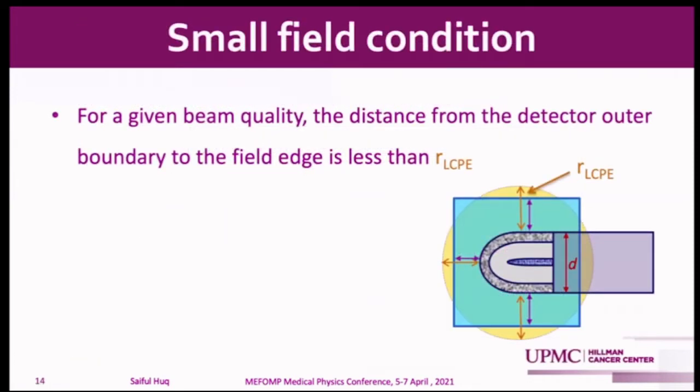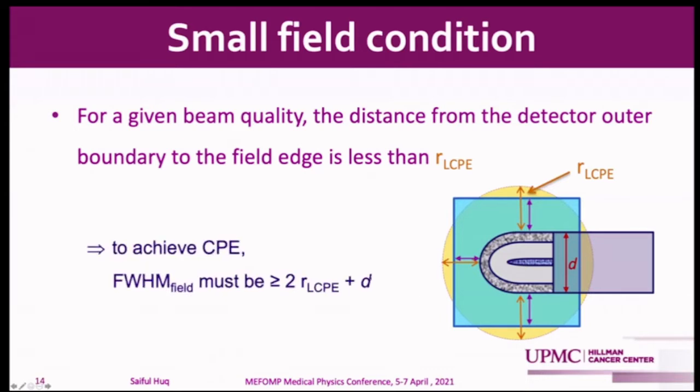So what are some of the small field conditions? Small field conditions exist when the distance from the detector outer boundary to the field edge is less than the lateral charged particle equilibrium range, or RLCPE. Here you see a field shown in blue, and RLCPE is shown in orange. In this case, this blue field will be a small field. If the detector size is D, then to achieve CPE, the full width half max must be larger than 2 times RLCPE plus D. This is an important condition for the fulfillment of CPE.